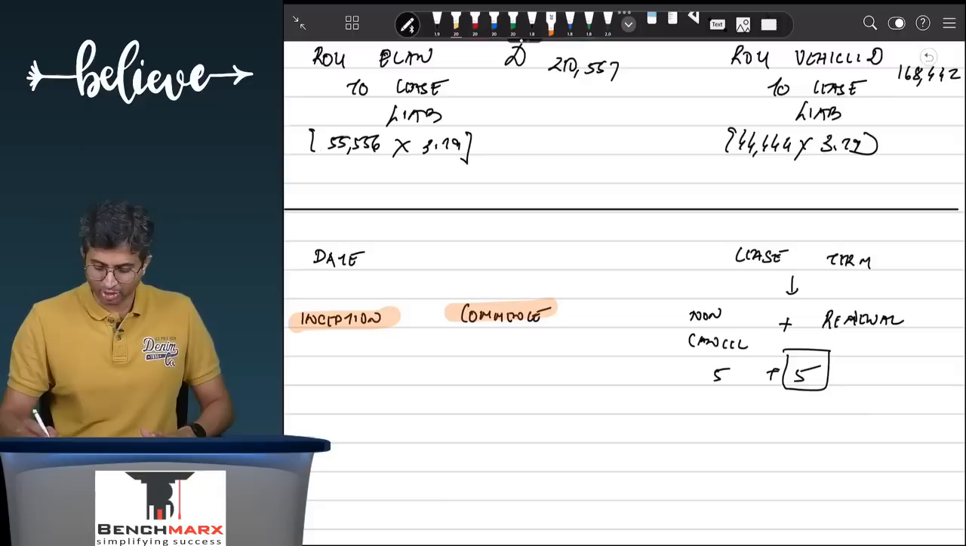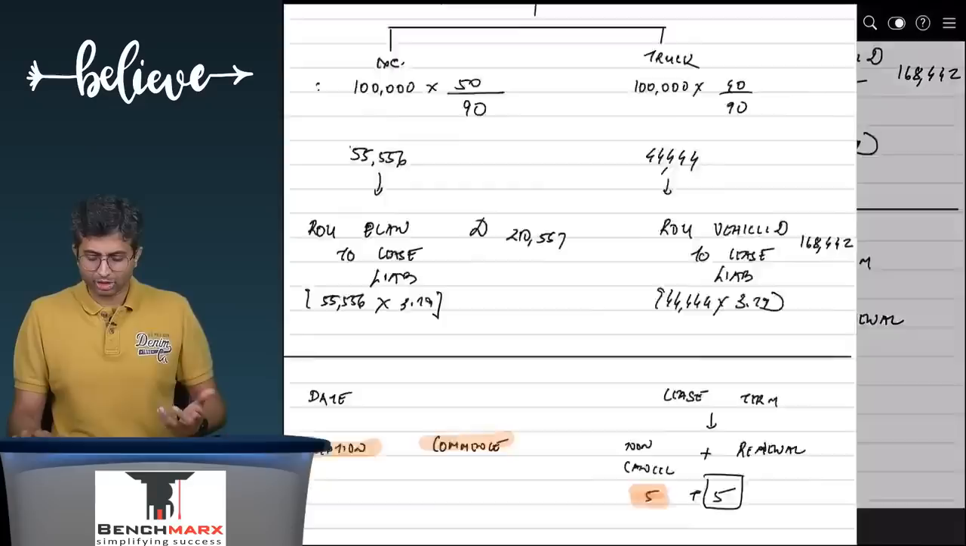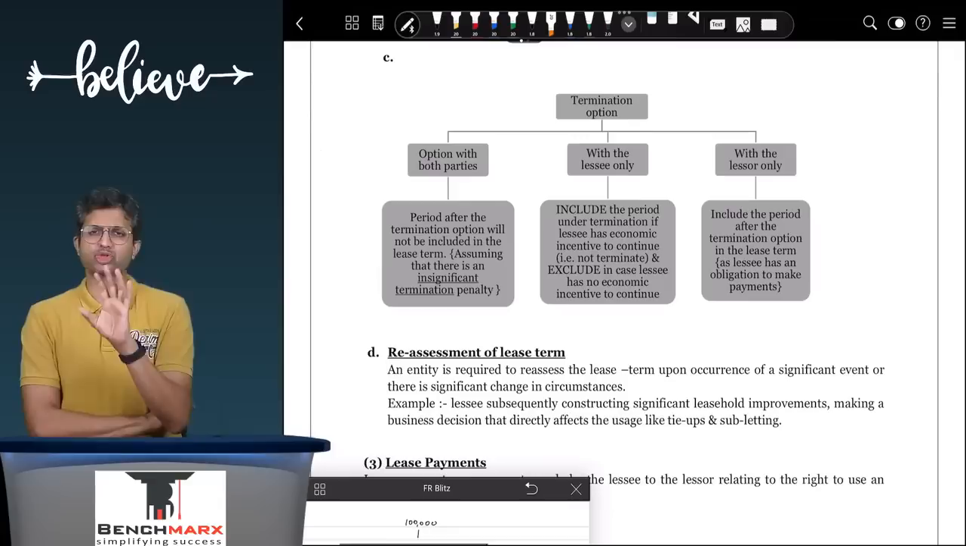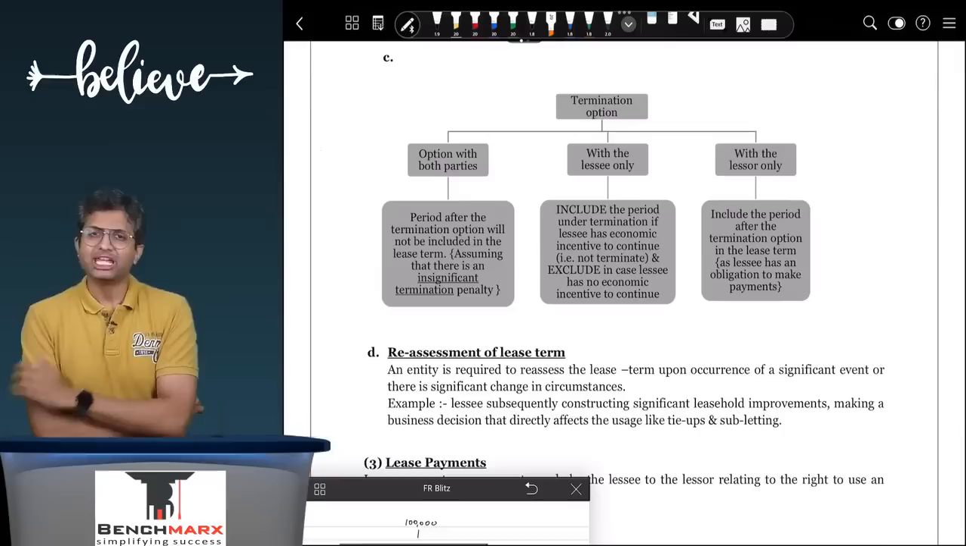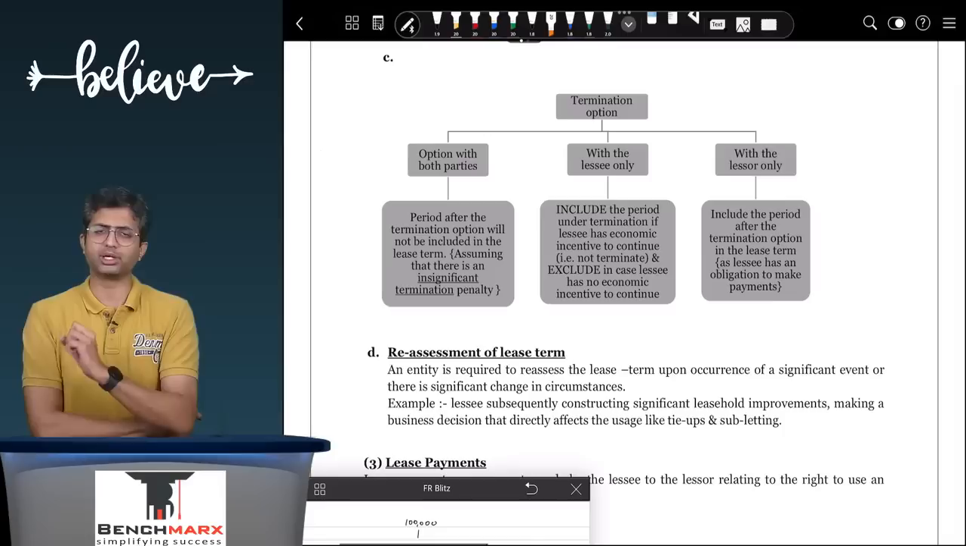Now, sometimes there might be termination options. In case of termination options, we have to see who has the termination option. If the option is with the lessee, the accounting will be in the way which we just studied. We'll figure out whether the lessee has an economic incentive to continue. If he has, then we will include the renewal period in the lease term. If he does not have, we will not include it.